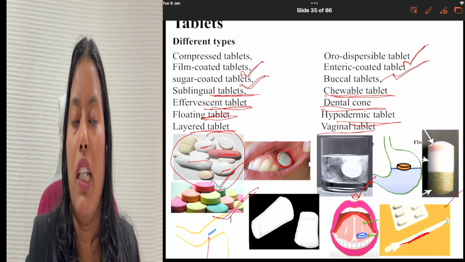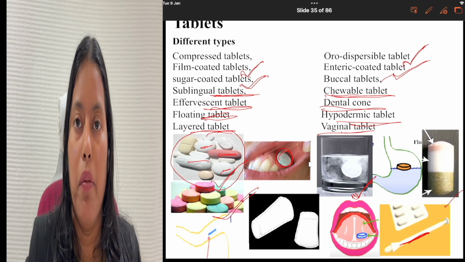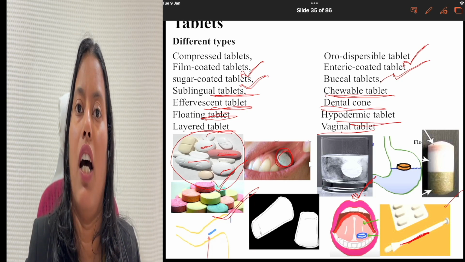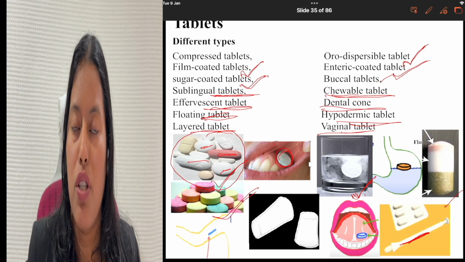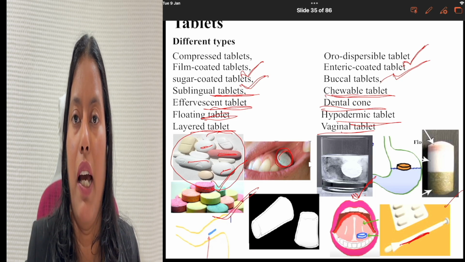Packaging of tablets: you can have a blister pack, then you can have a glass jar where the tablets are stored, or plastic jar bottles where the tablets are stored. Blister pack is used for the tablets.